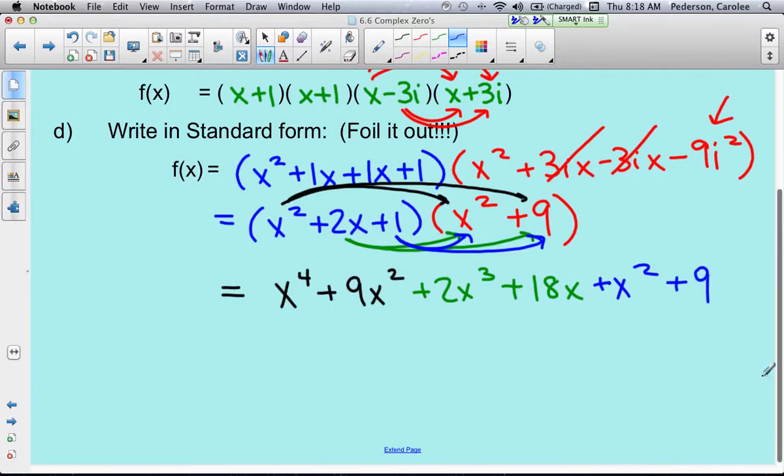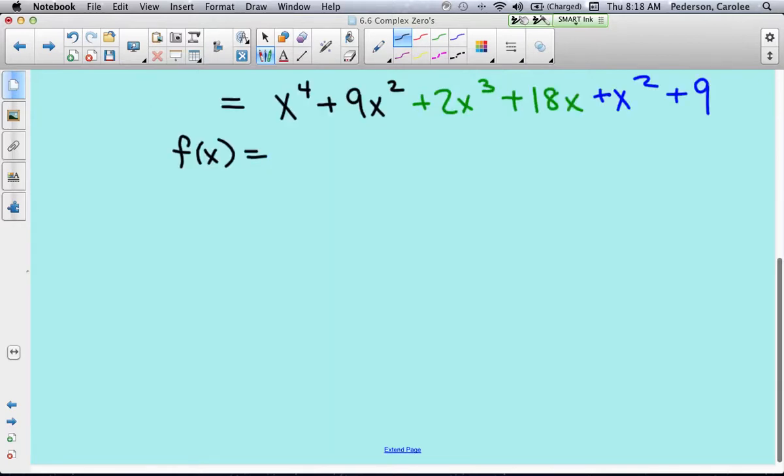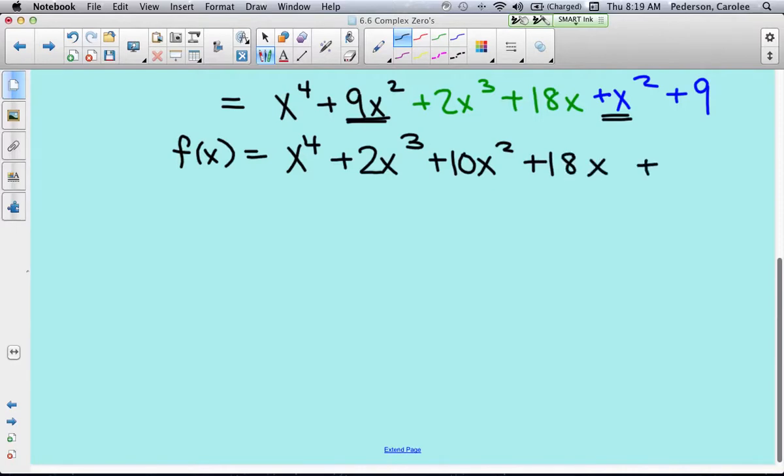Now let's go ahead and combine like terms so that it's now in standard form. So f of x equals, we have x to the 4th by itself, and then our next highest term is 2x cubed, and then we have a pair of like terms, 9x squared and x squared become 10x squared, and then we have 18x plus 9, a 4th degree polynomial function.